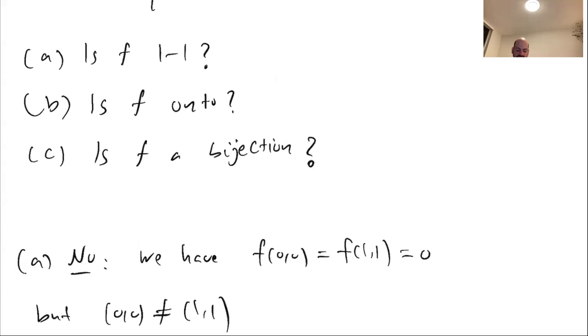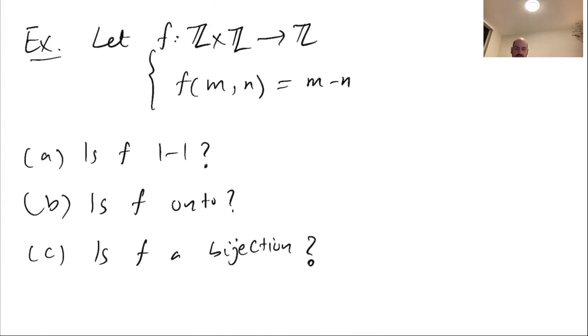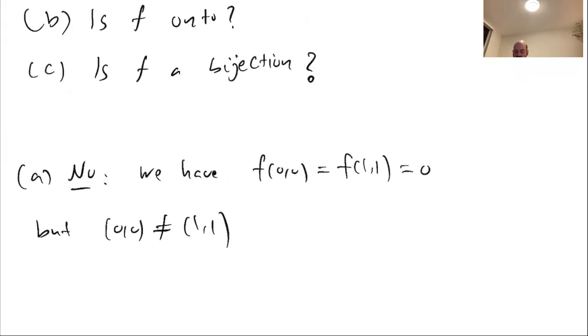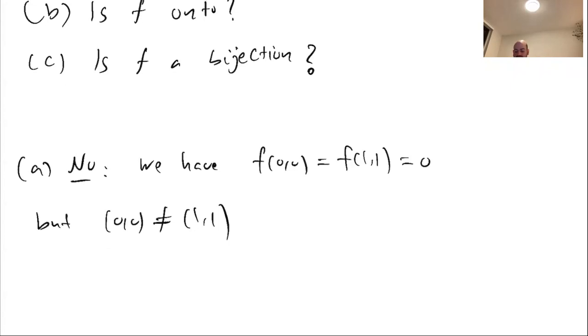What about part B: is f onto? Onto means, can I say that every element in the codomain occurs as an output of f? Well, let's look at the codomain. Codomain is Z. Can I say that every element in Z occurs as an output? To get an idea, let's think about some of the elements in the codomain Z. For example, 0 is one of the elements. Is 0 an output? Well, yes, of course, we just saw that f of 0 and 0 is 0.